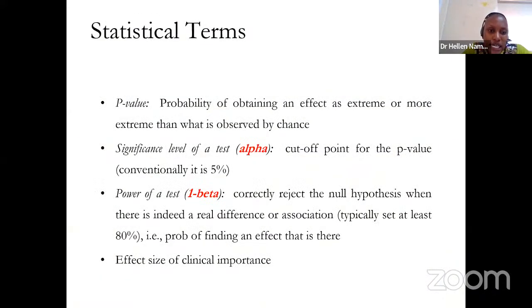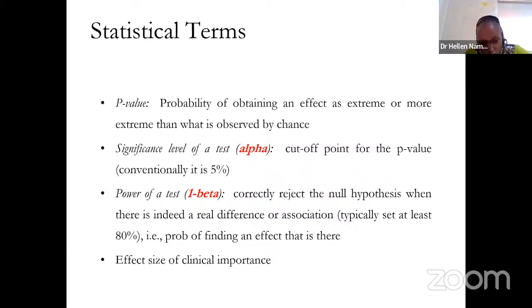I've already talked about the p-value, that is the probability of obtaining an effect as extreme or more than what is observed by chance. We have the significance level, that is our alpha. Most of the time, we pick it at 5%. That is the probability of rejecting our null hypothesis when it is true. And then the power of the test, that is 1 minus beta. If you remember the hypothesis testing technique, you reject the null hypothesis when indeed it's false. That is the power of the test.